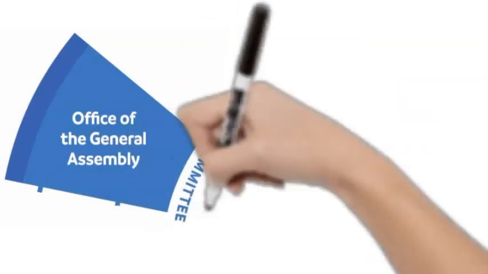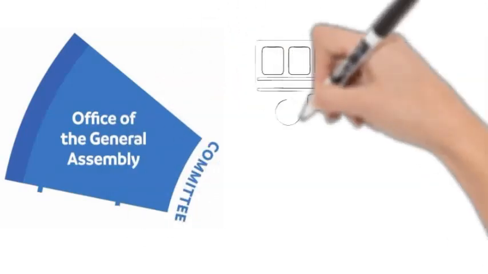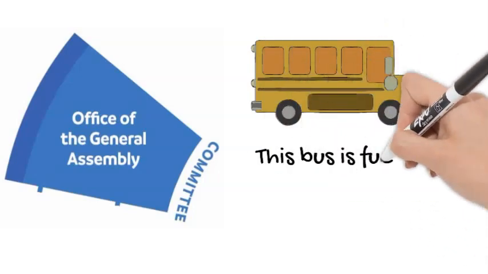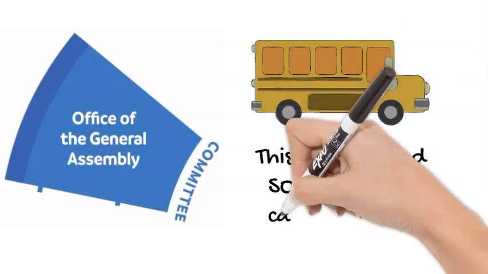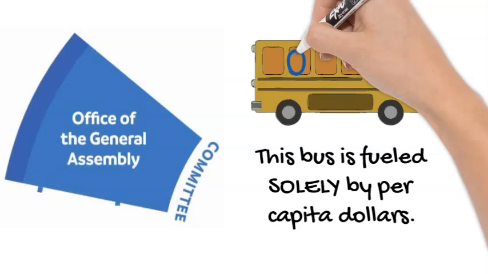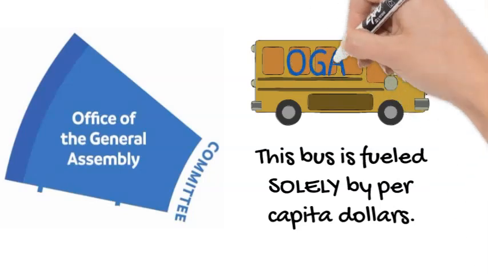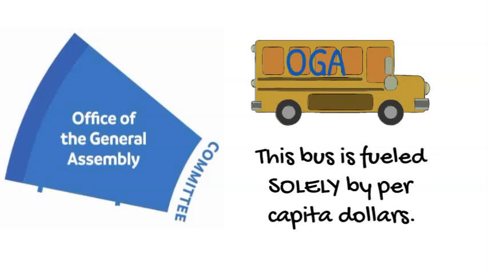The Office of the General Assembly, headed by the stated clerk, is the ecclesiastical arm of the church. The Office of the General Assembly carries out all constitutional and most ecumenical functions at the General Assembly. It is the bus that drives the denomination and is the only agency funded solely by per capita dollars.